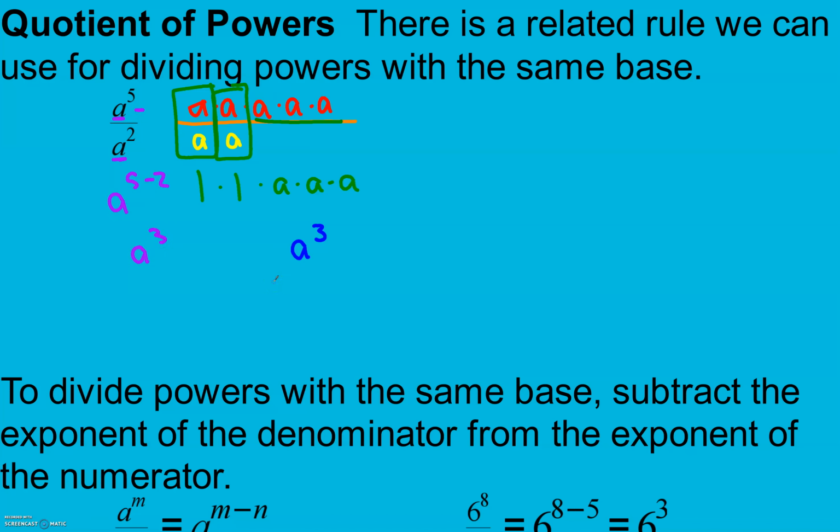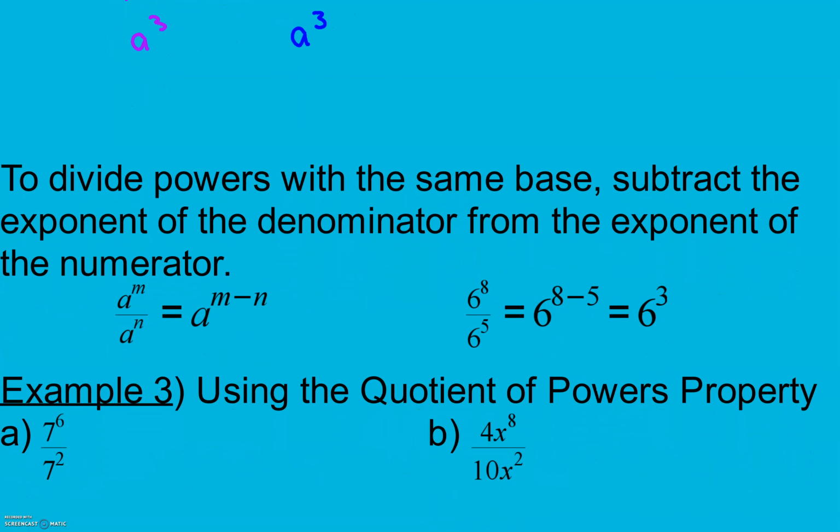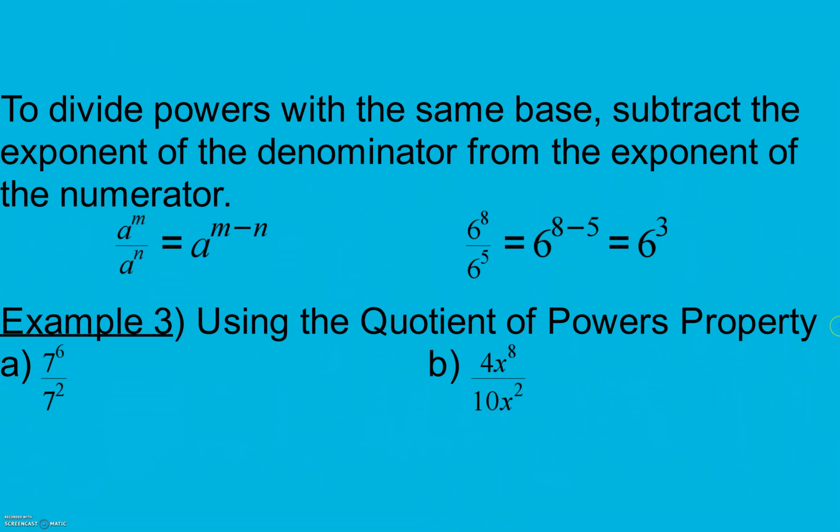So that leads us to our quotient property of exponents. To divide powers with the same base, subtract the exponents of the denominator from the exponent of the numerator. So a to the m divided by a to the n, as long as they're the same base, we can subtract the exponents. Same thing here, 6 to the 8th power divided by 6 to the 5th power. I subtract those and I just get 6 to the 3rd power.